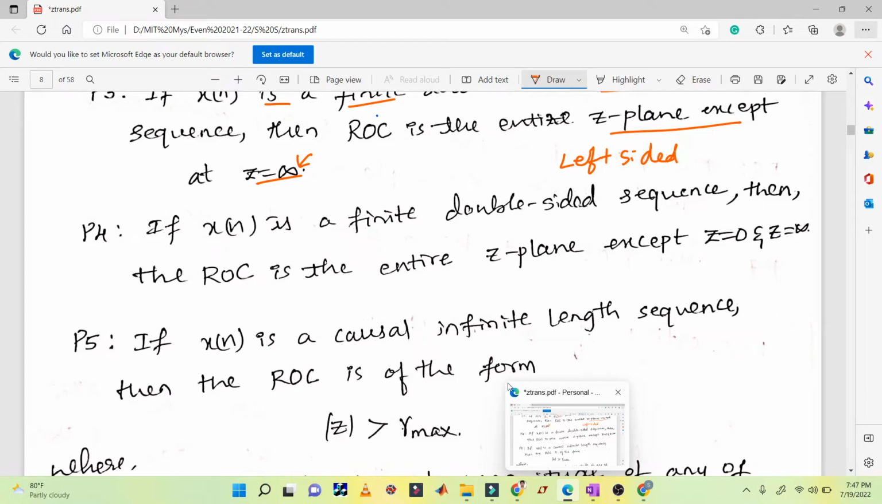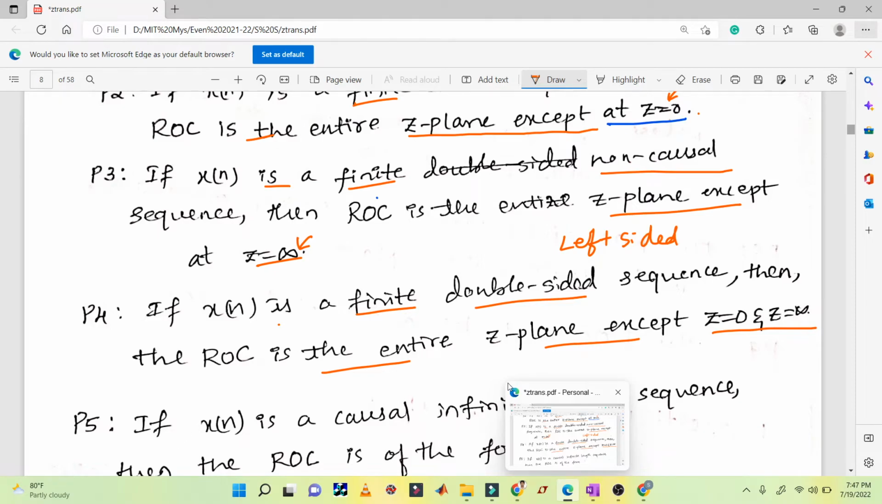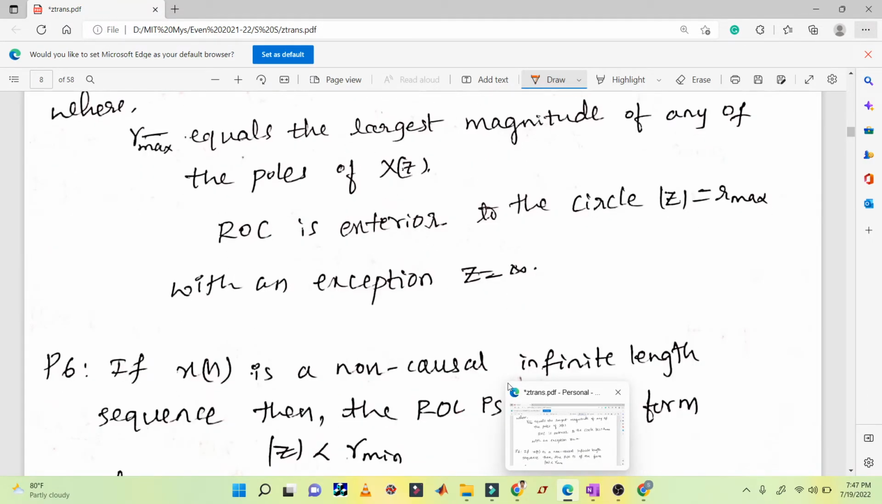Okay, next is, if x of n is a finite double-sided sequence, then the ROC is the entire z plane except z is equal to 0 and infinity. This also we have verified with the example. So that is property number 4. For a double-sided sequence, except 0 and infinity, X of z is valid for all other values.